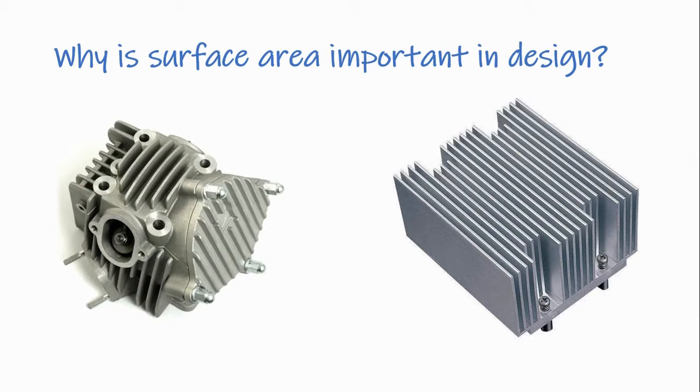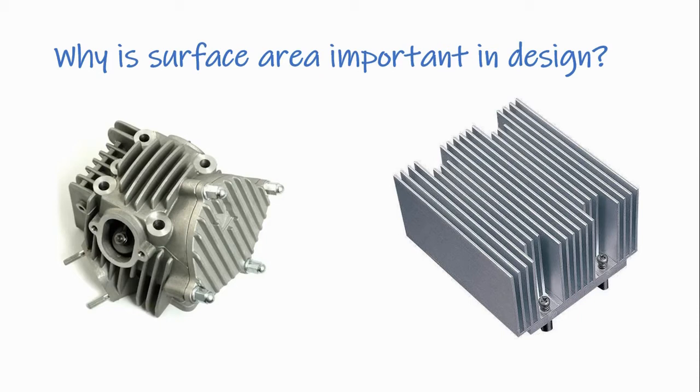The picture on the left is of a cylinder head for a motorcycle engine. Notice all the little ridges all over it? What do you think they're there for? Are they just for looks? Actually, those ridges have an important function for the engine. As the engine runs, it gets hot, and if it gets too hot, parts inside will start to break, so the engine needs a way to cool off to prevent this.